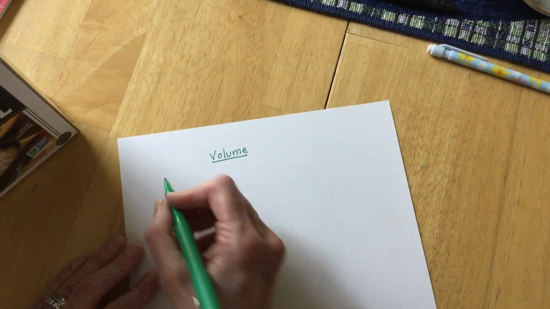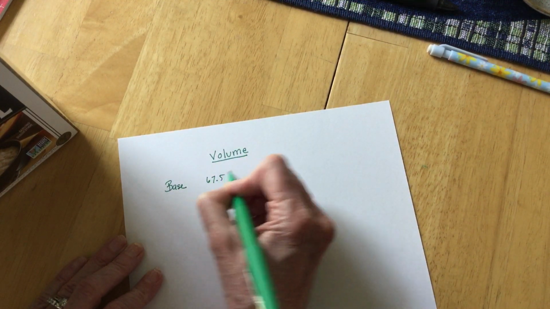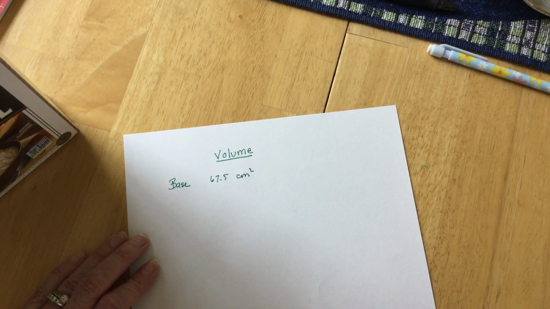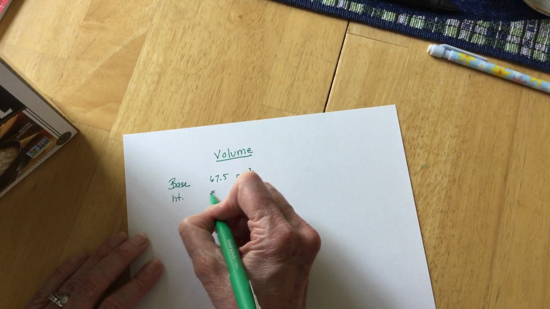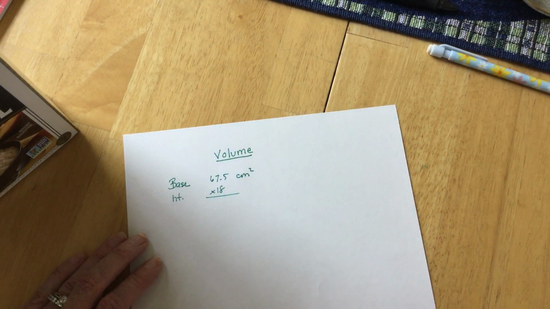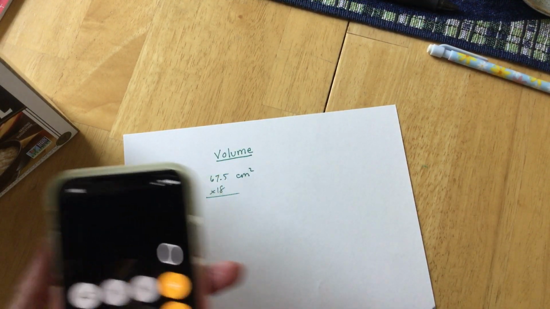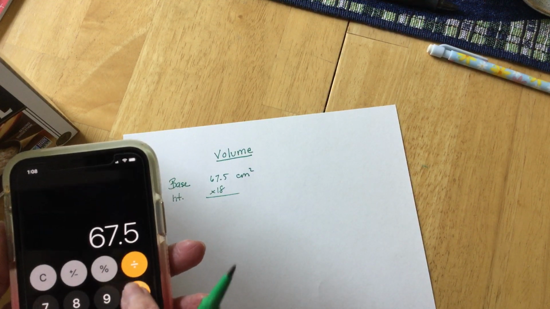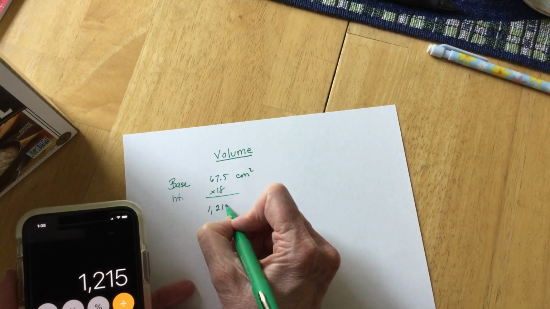Okay, so we said the base, capital B for base on this one, was 67.5 centimeters squared. That was the area of the bottom. And my height is 18. So I'm going to multiply. So that's 67.5 times 18. That's 1,215.